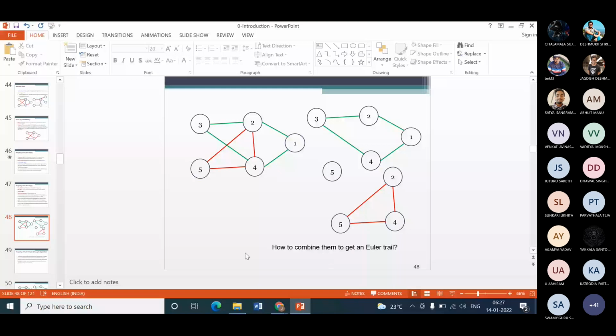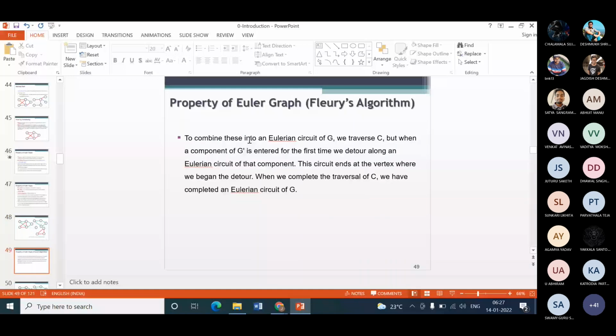So the algorithm for this is called Fleury's algorithm. Okay, so that is the part of the proof that is written here. To combine these cycles into an Euler circuit of G, what do we do?